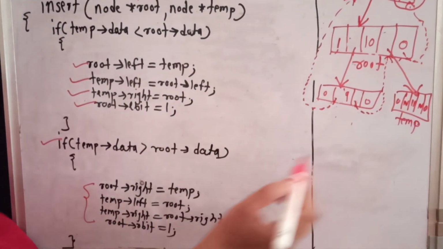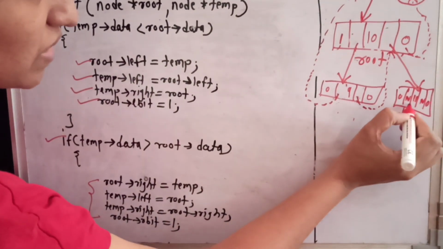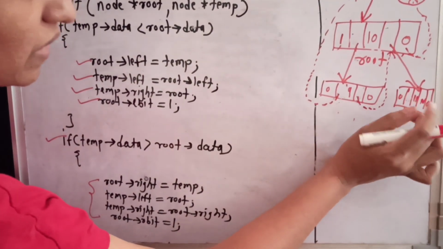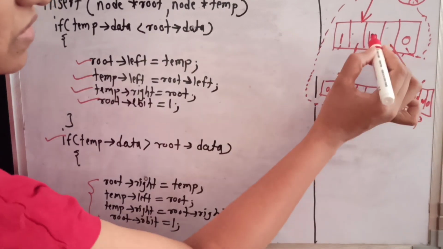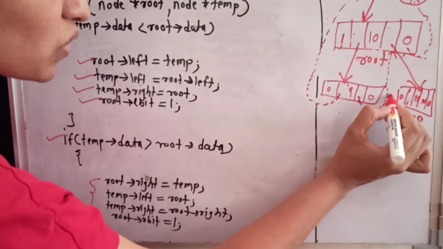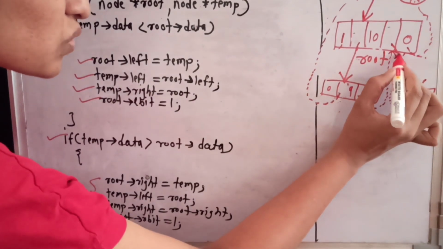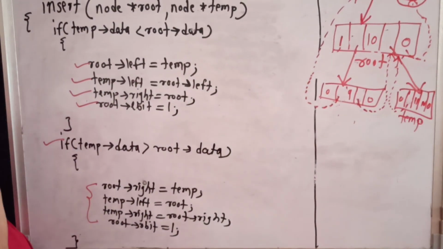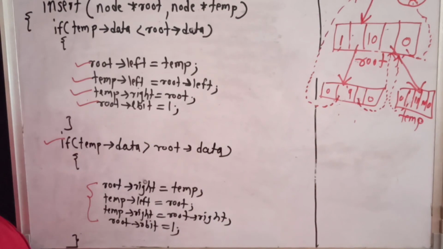Temp left is equal to root. Now in this case, for this 11, the left thread is there, and this 10 is acting like the in-order predecessor. So we have to set it to the 10 here. So this thread we are going to set to the left side. This is the left side thread setting.